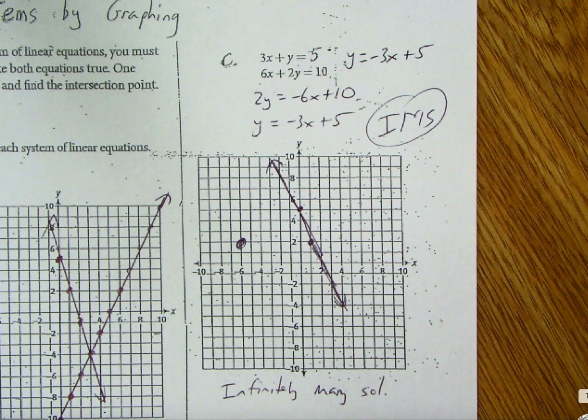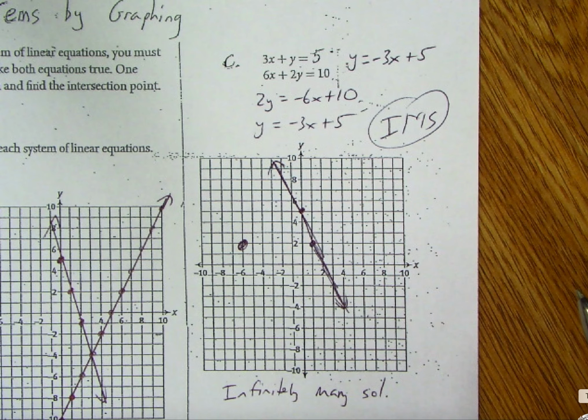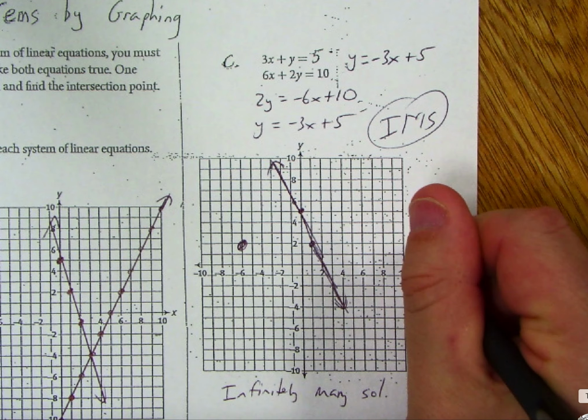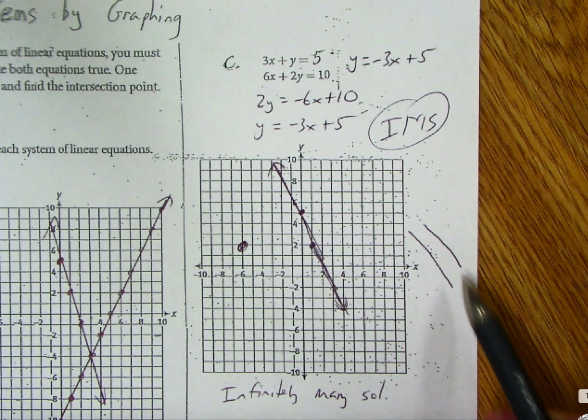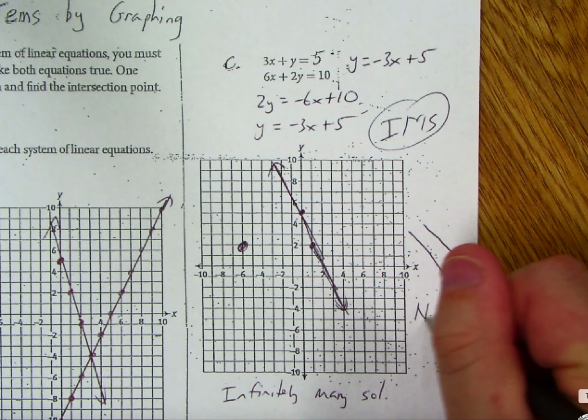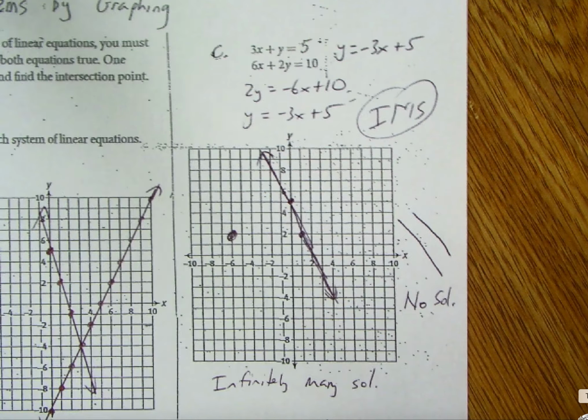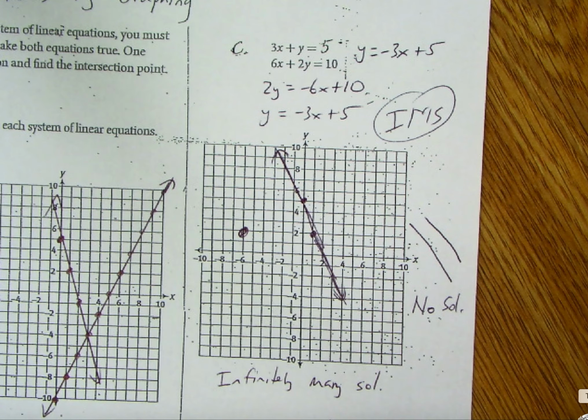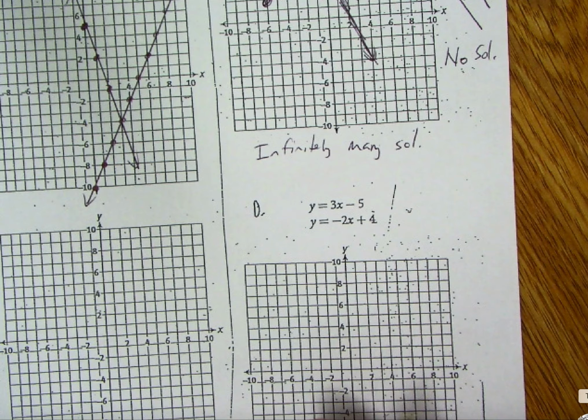The only other special case that could happen is if you run into two parallel lines. If you graph your two lines and, for instance, they're parallel to each other, meaning they'll never intersect, then we would say no solution. If they don't cross, then there's no solution. All right, then the very last one.